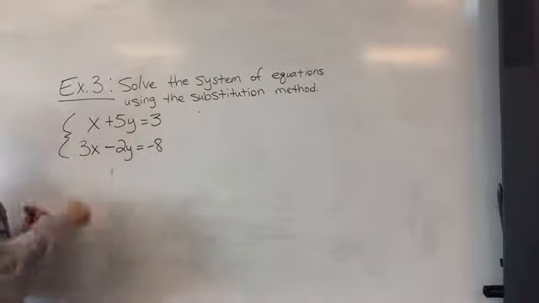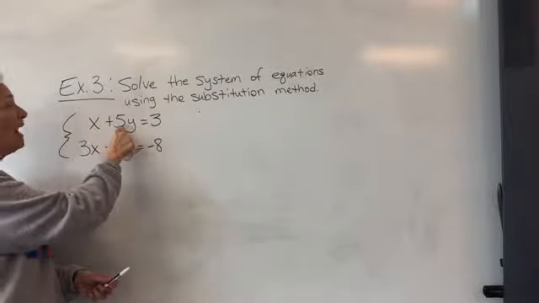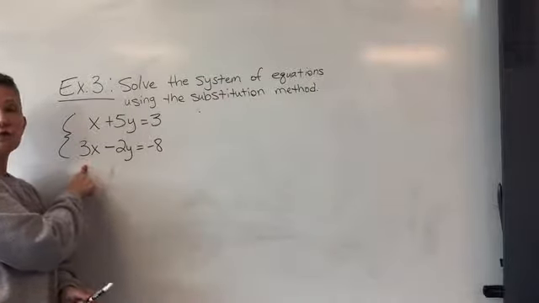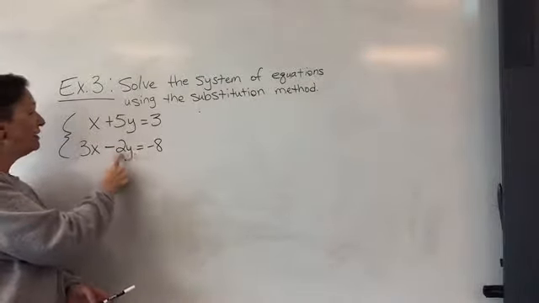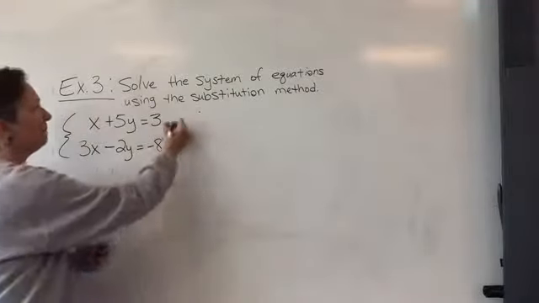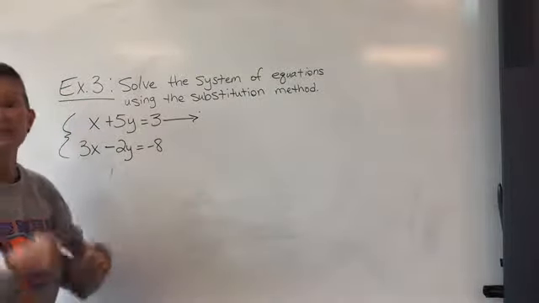So I'm going to look at these two equations that are given in my original system. What I notice is that my x does not have a coefficient. My y has a coefficient of 5, my x has a coefficient of 3, and my y has a coefficient of negative 2. It's going to be easier to solve this first equation for x. So let's do so.